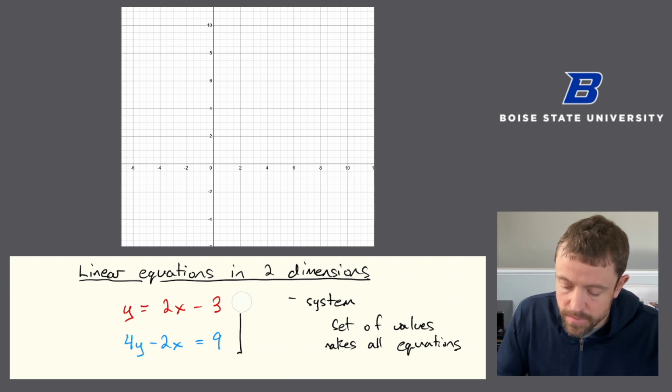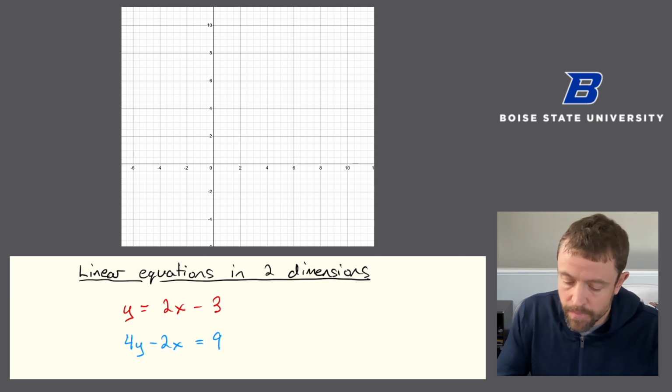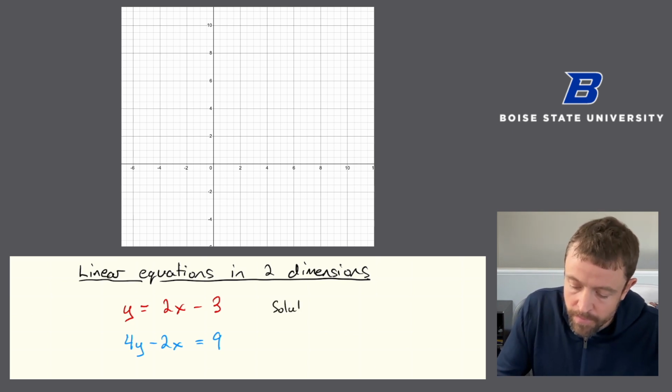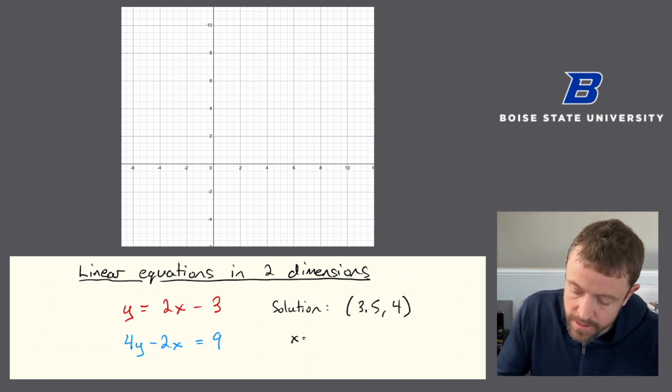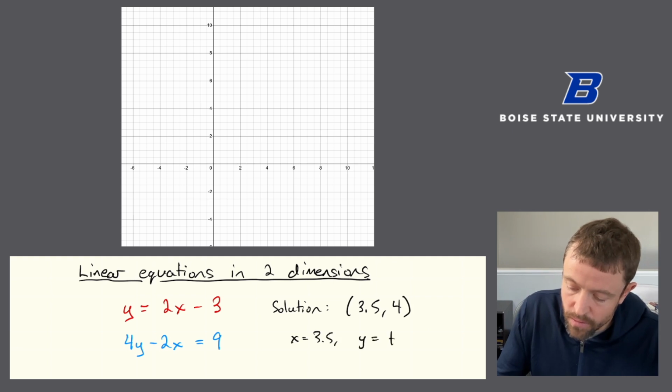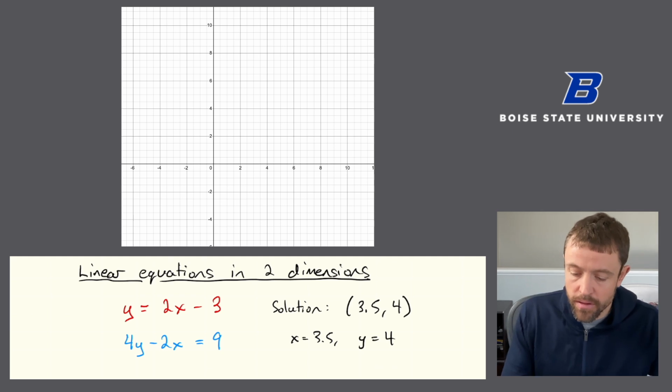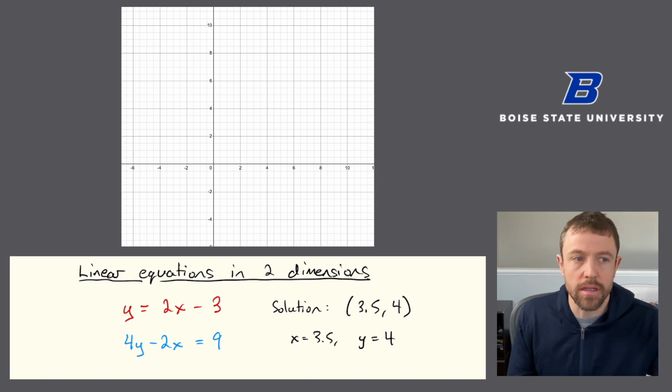So looking at this linear system, what's a solution to this? Well, one solution is (3.5, 4). So that is x equals 3.5, y equals 4. Now, why is this true? Well, you can just confirm on your own. If I plug in x equals 3.5, I get 7 minus 3, which is 4. The equation is true. Now here, 4 times 4 is 16, minus 2 times 3.5 is 7, is 9. So this is a solution to the linear system.